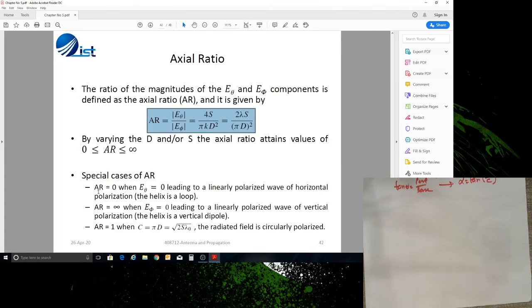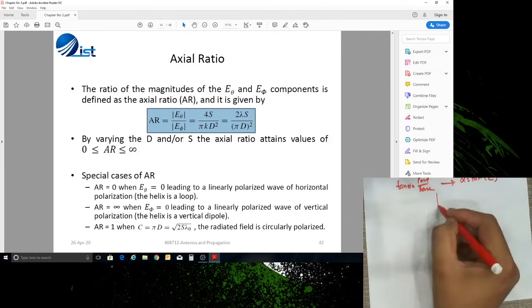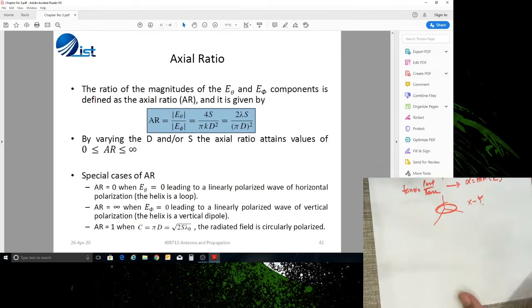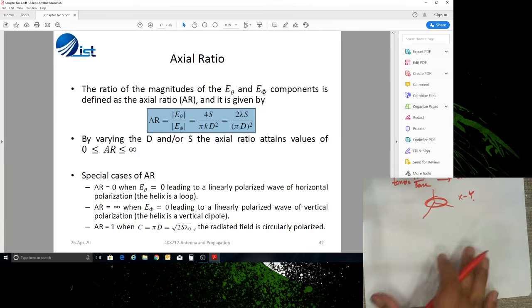So in this case, AR is equal to 0 when E theta is equal to 0, leading to a linearly polarized wave of horizontal polarization, because you have just loop antennas in this case, because E theta is equal to 0. तो आपके पास एक horizontally polarized जो है वो एक वेव जनरेट होगी. चूंकि आपके पास जो लूप्स हैं they are placed horizontally in the xy plane, तो आपके पास जो पोलराइजेशन जनरेट हो रही है वो हॉरिजॉन्टल पोलराइजेशन है.